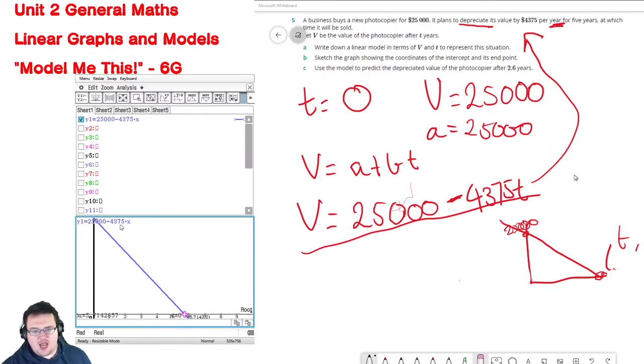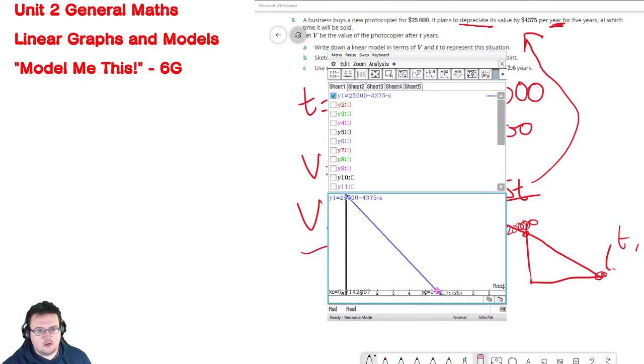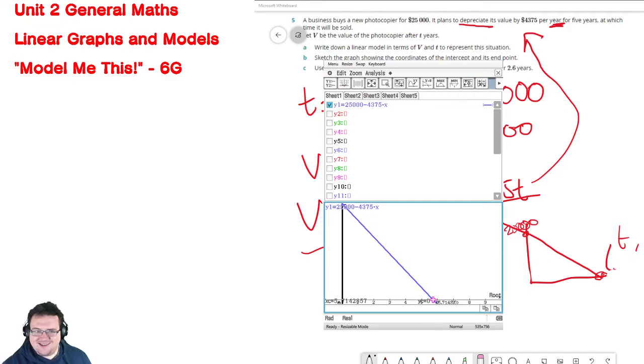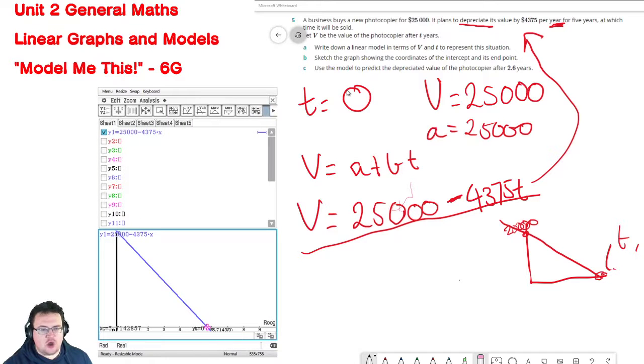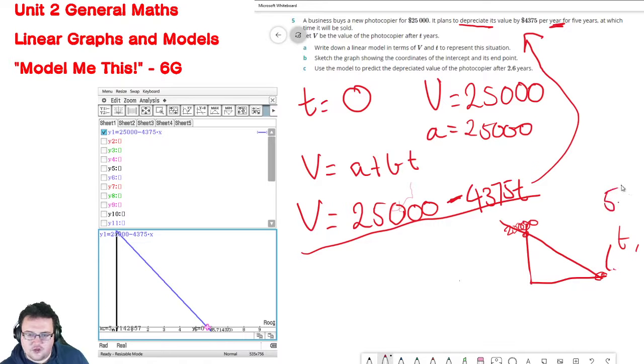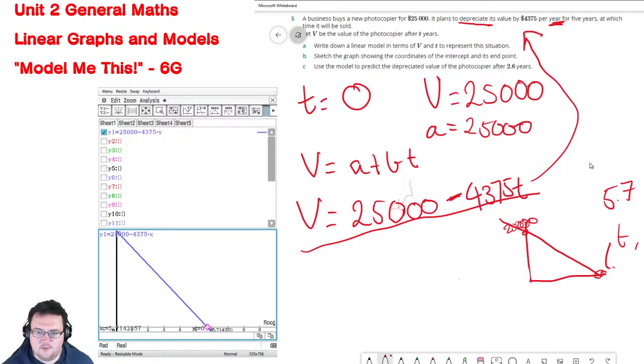Now we have some idea of what our graph looks like. Not bad, just a little wonky. That's all right. So we now know on our graph that it's 5.7143.